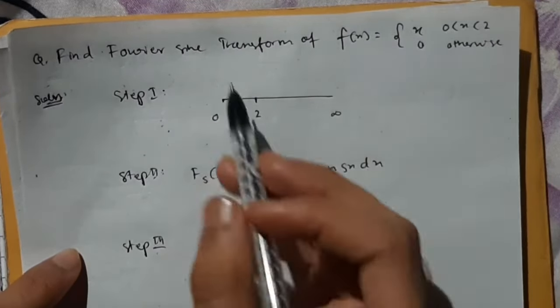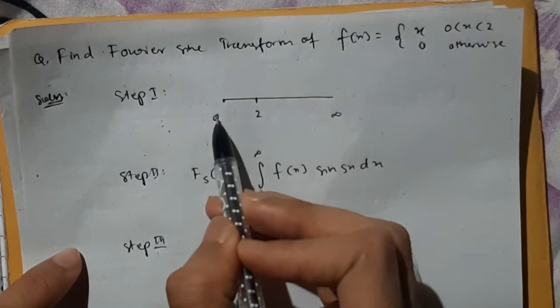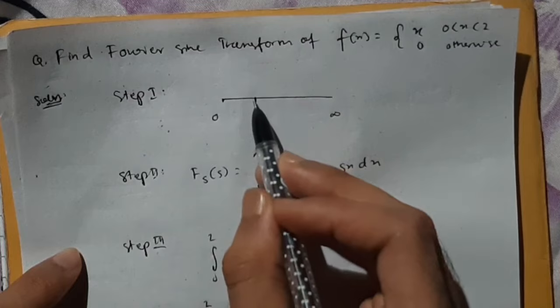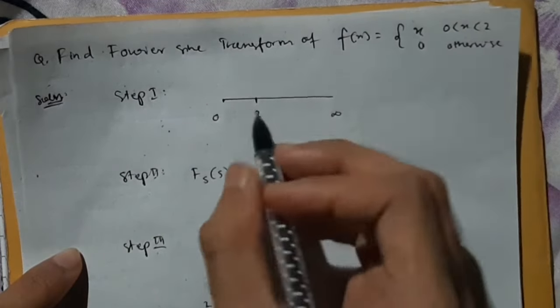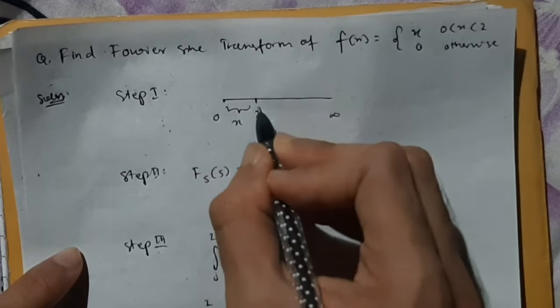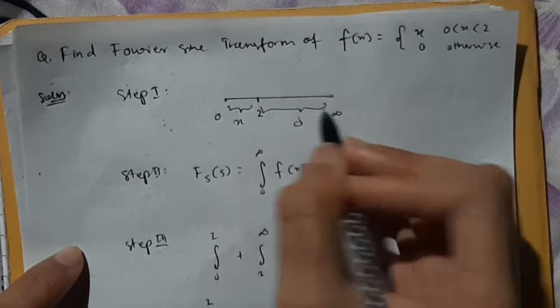So you have to draw for sine and cosine transform. The line will be from 0 to infinity, and whatever value they give here, mark it here and write here x. Under this value it is x and 0 otherwise. So we need not consider this value in the integral.